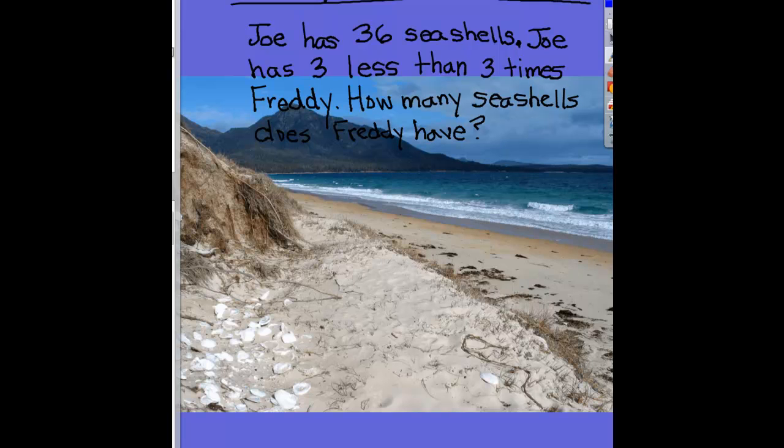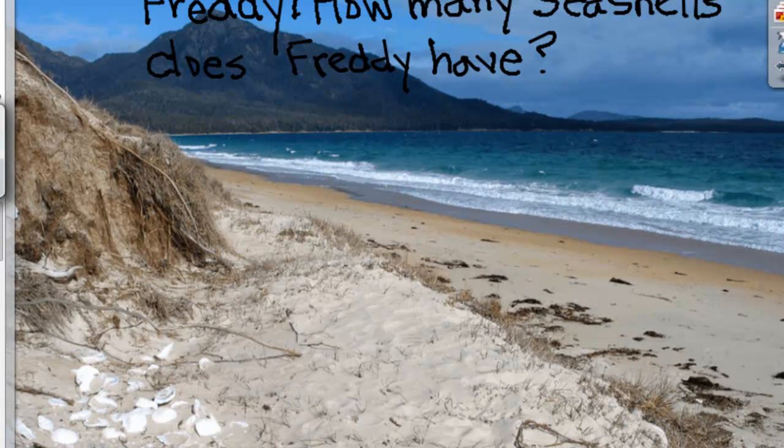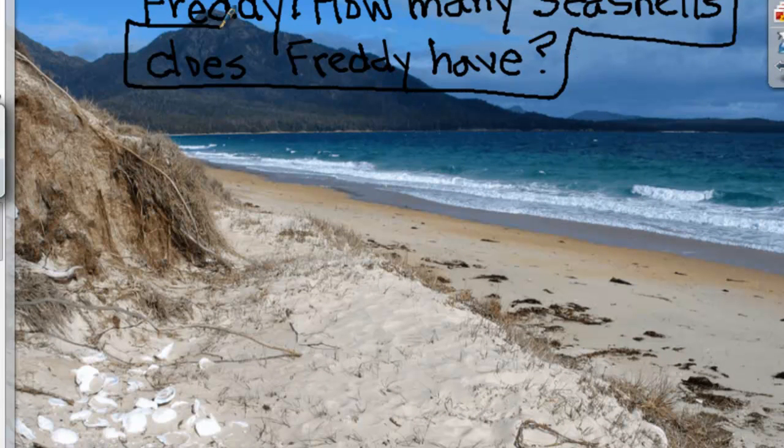So here's our problem. Joe has 36 seashells, which is three less than three times Freddie. How many seashells does Freddie have? Let's start off by circling or boxing the last sentence in the problem that gives us a clue of what we need to figure out.